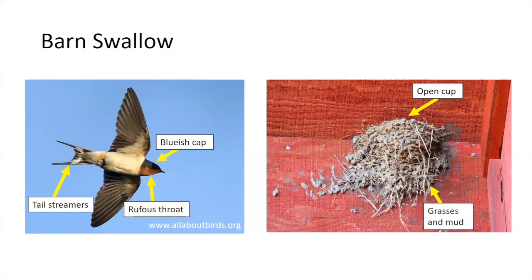And they also fly really low to the ground, right at the crop level. The foraging height of swallows is a really good way to identify them. The barn swallow gets right along the ground, whereas the other ones are typically higher up. He also has a bluish cap and a rufous throat. And their nests are mud nests that they build on the side of structures, usually barns, like the name implies. And their nests are open cup, and they build it with both grasses and mud.